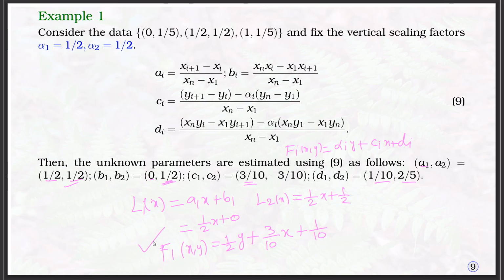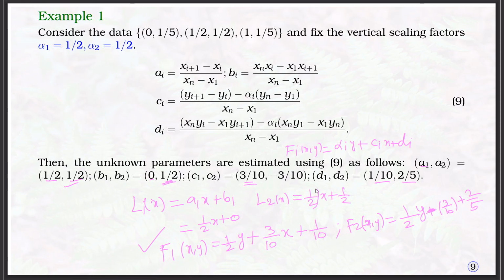This is F1 and F2 in this form from the data points. For F2, again there is no change in alpha, we are taking the same alpha plus Ci x, and the C2 value is minus 3 by 10, so minus 3 by 10 plus 2 by 5. So now we have the L1, F1, L2, F2.